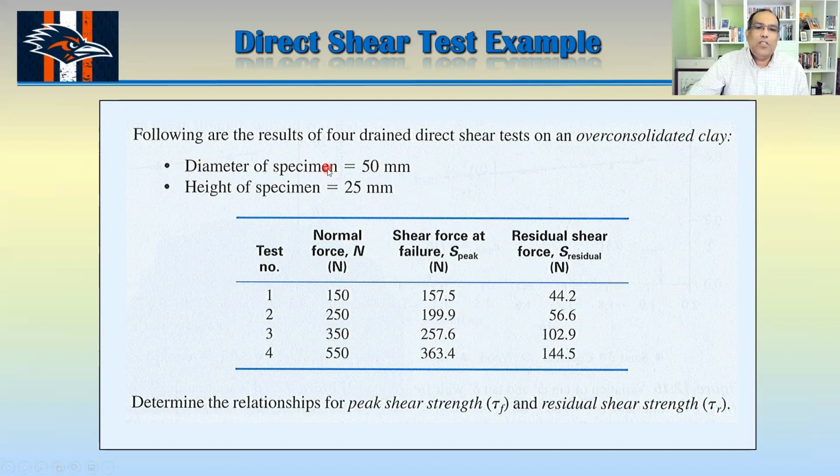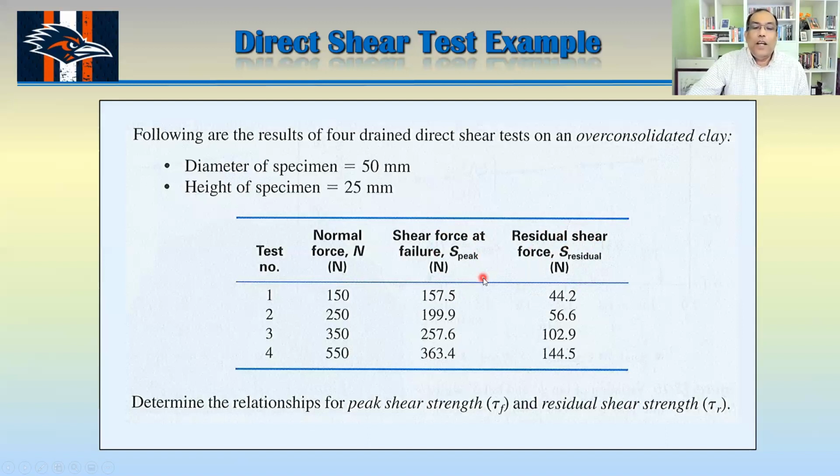So the diameter of the specimen is 50 millimeter and the height of the specimen is 25 millimeter. For tests 1, 2, 3, 4, your normal force is 150, 250, 350, and 550 Newton. Okay, and the shear force at peak, they didn't give you the stress strain diagram. Rather, they gave you the peak and the residual shear force. Okay, this is a force, so we have to convert that to stress. Okay, how do you do that?